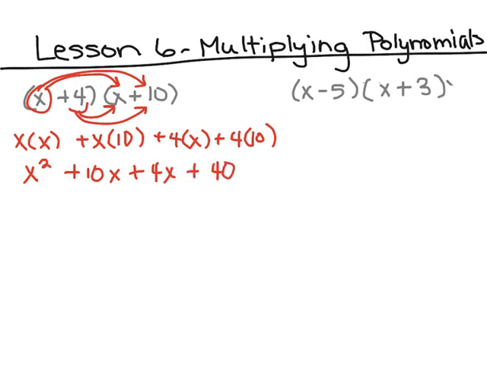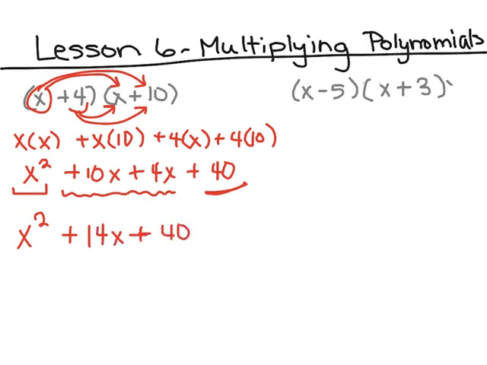And your last step is to combine like terms. So we have an x squared, an x, and a 40. So we have x squared, plus 10 plus 4 is 14x, plus 40. So this is your expanded polynomial.